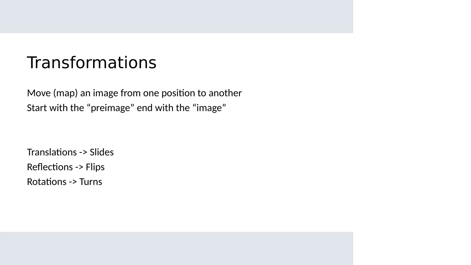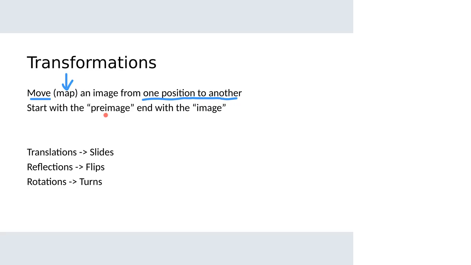What we're going to talk about today are transformations. What transformations do is that they move, also known as map. A word that we'll use instead of move is map. Those are synonyms. We can say we moved it, or we can say we mapped it. Means the same thing. An image from one position to another. So we're going to take some sort of shape and move it somewhere else.